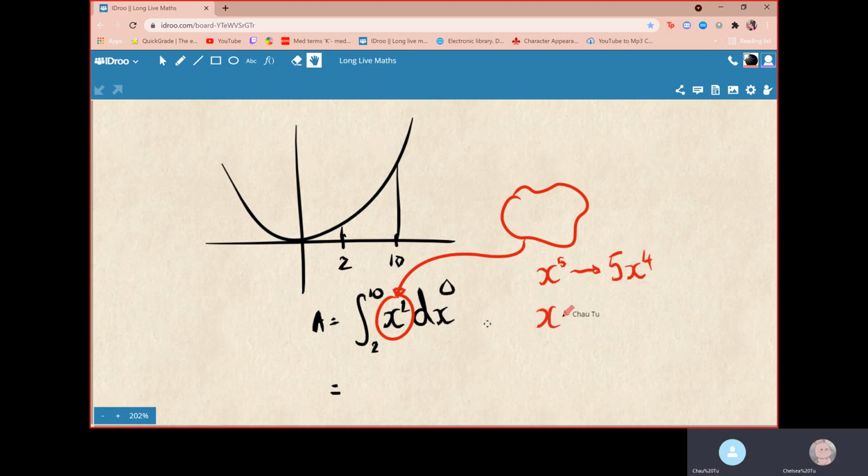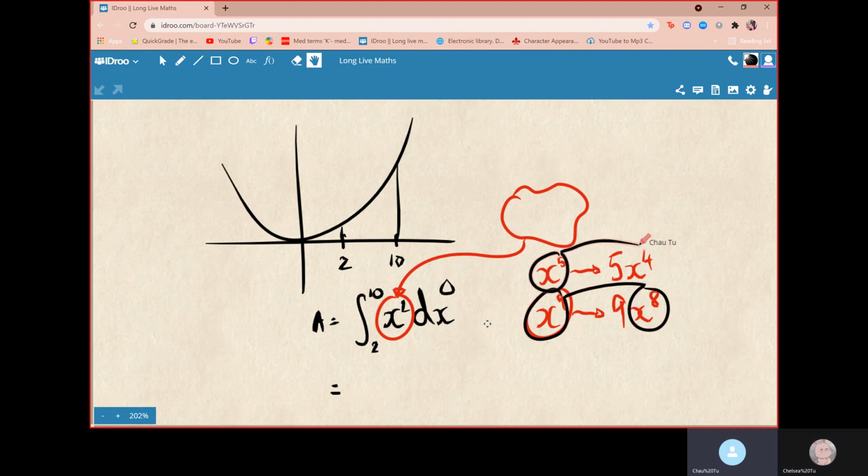Try and differentiate x to the power of, let's say, 9. What does that give? I don't know. Okay. Try and differentiate x. 9x to the power of 8. Can you see that every time you differentiate, the power decreases by 1 each time? So it kind of makes sense.